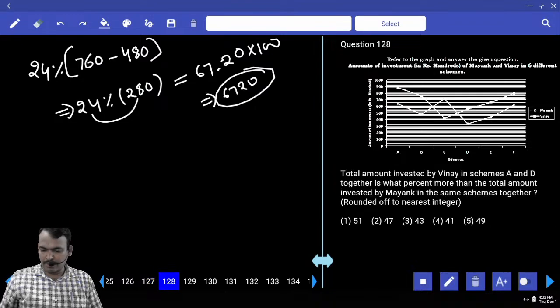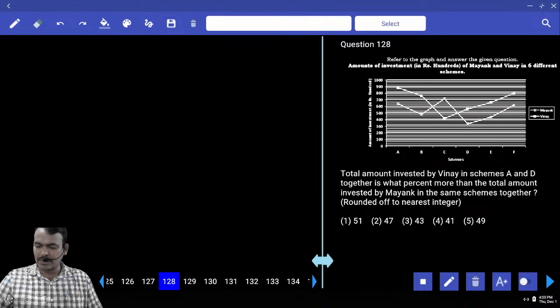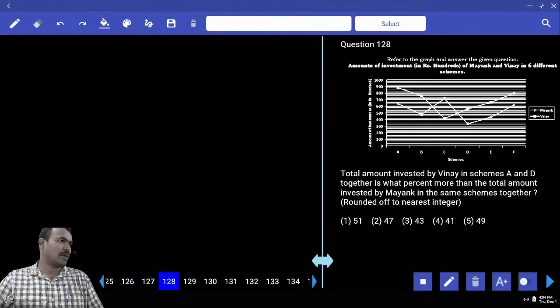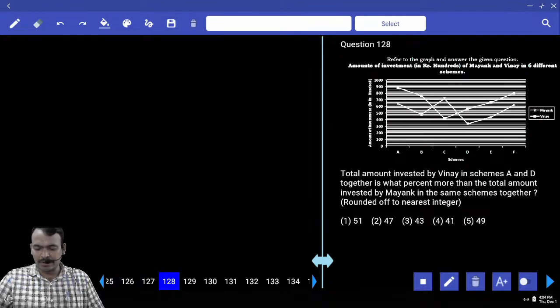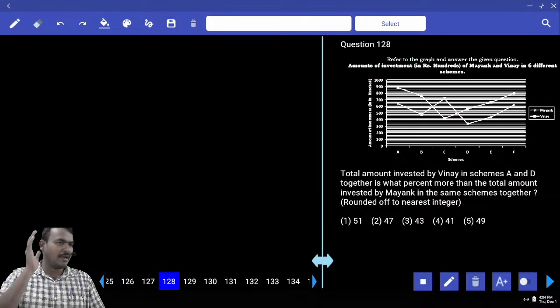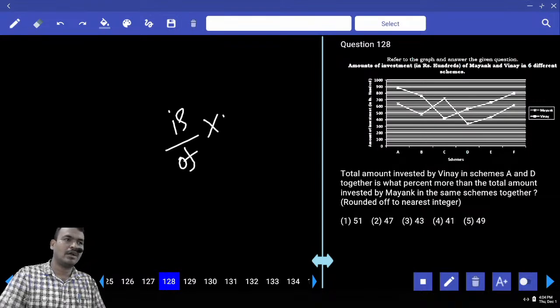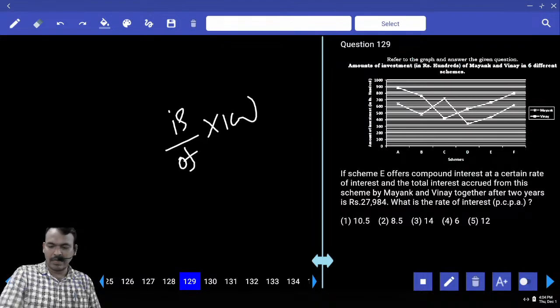Next question number 128. Total amount invested by Vinay in schemes A and B together is what percent more than the total amount invested by Mayank in the same schemes or different schemes? Same schemes. I think it is also a direct question. Investment of Vinay in A and D together and investment of Mayank in same schemes. Then we required which one? Difference by base into 100. The concept is the same.